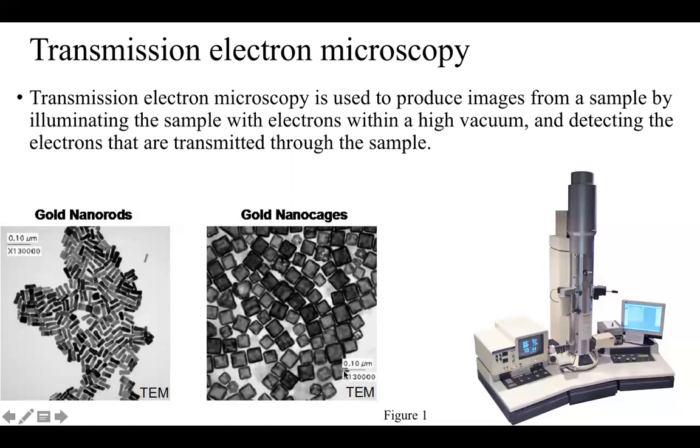If you can see, this length is 0.1 micrometer, that is 100 nanometers. So if you try to figure out the nanocage size, it is around 50 nanometers. But if you look at the gold nanorods, 100 nanometers is given by this size, but if you analyze it, these are much lower than 100 nanometers. So when the particle or structure sizes are much lower, TEM is a good solution.